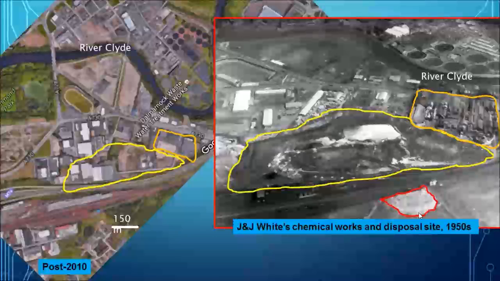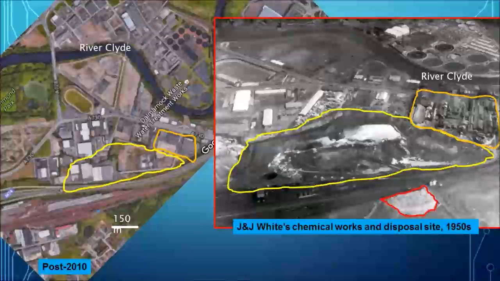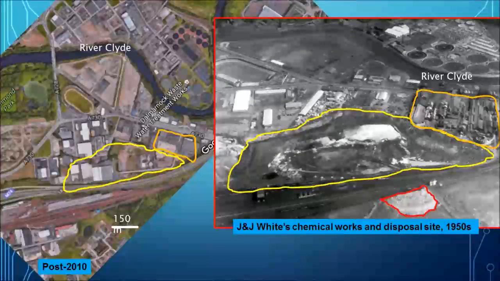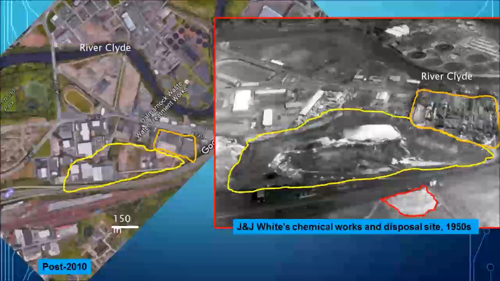Because the site looks very different now, it's very important for us to have historical maps and also to have information from, if possible, people who worked at the industry. This particular photograph came from one of the workers. We were given this in the 1990s. So that's very helpful when we start to investigate these sites.